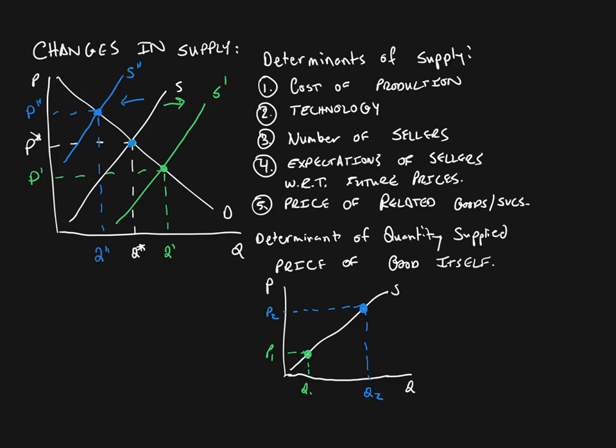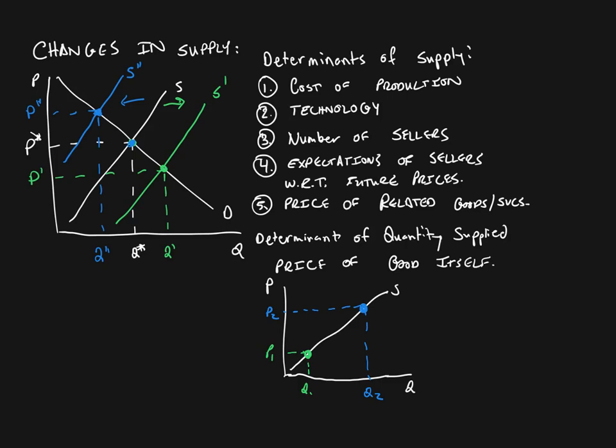So a change in the price of the good itself is only going to be a determinant of quantity supplied, that is, position on an existing supply curve, and it's not going to cause the entire curve to shift. So we've talked about changes in supply, we've talked about the factors that cause that, we've talked about changes in quantity supplied. Now let's think about how these changes in supply actually bring about different equilibrium outcomes.